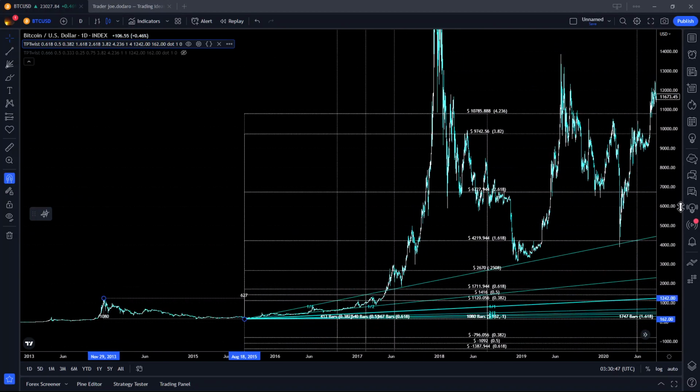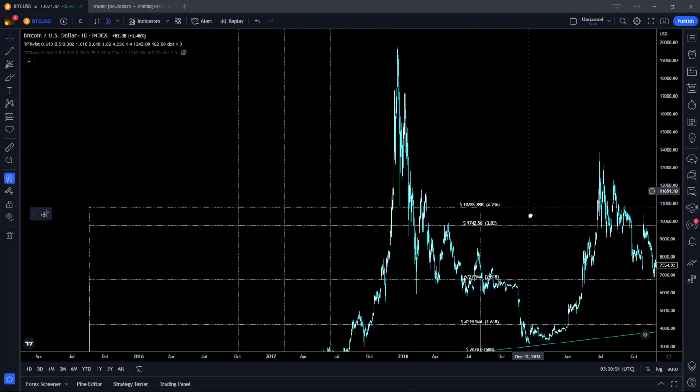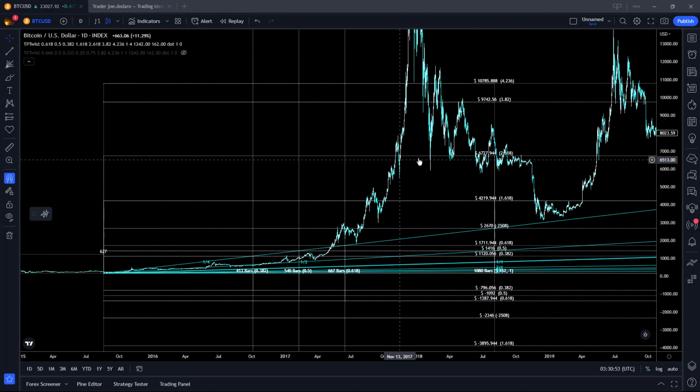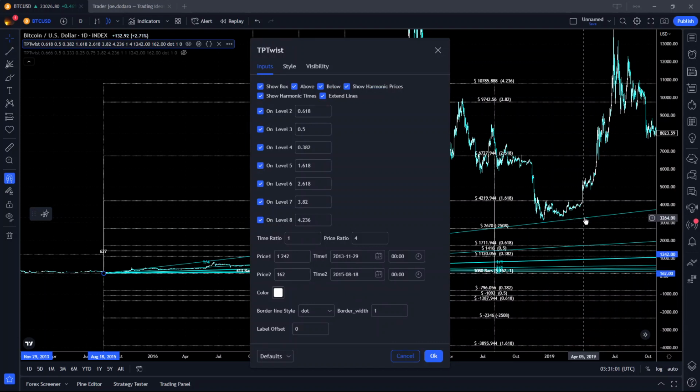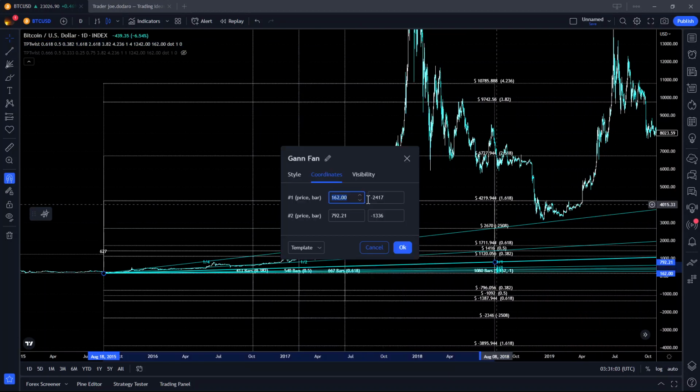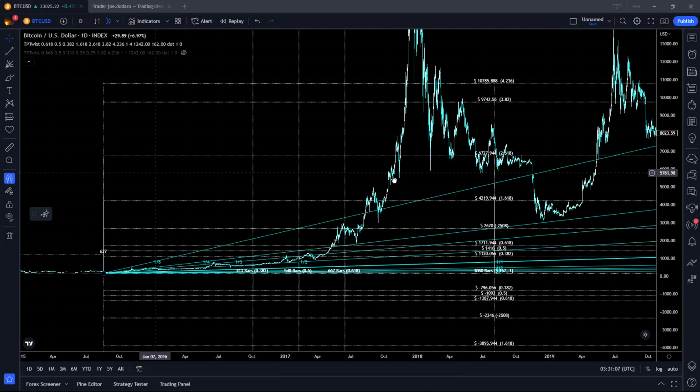We get some really good information here for ourselves. More price levels that were really important throughout the year, all kinds of information. Could add the rest of the fan and see when it breaks above the 1 by 8.